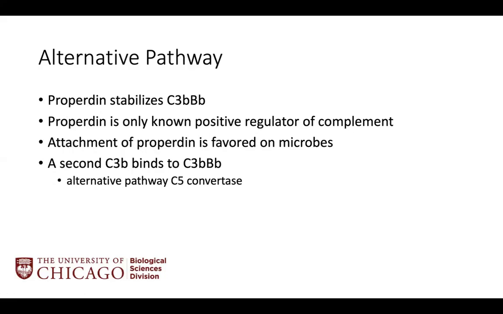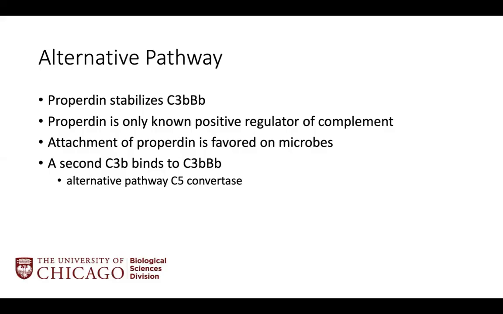Something called properdin will stabilize C3bBb. Properdin happens to be the only known positive regulator of complement. Properdin deficiency, I would look up, is an immune deficiency that you should be aware of. The attachment of properdin is just another checks and balance. It's favored on microbes and should not happen on mammalian cells.